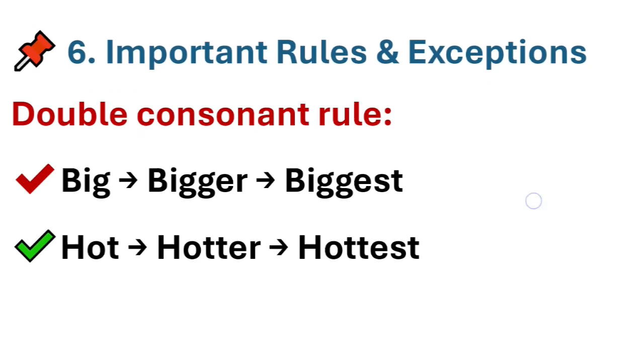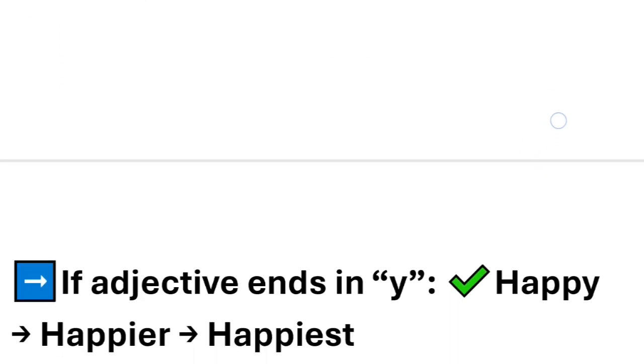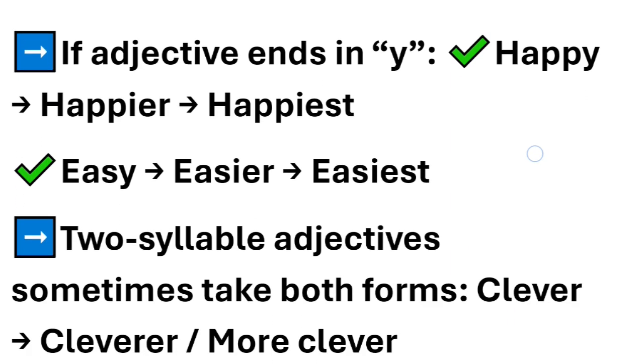After doing this, we're going to talk about some important rules and exceptions, which are the double consonant rule. So, for example, big is a word. It becomes bigger and biggest. So, in the end, it uses an extra G. Hot becomes hotter and hottest.